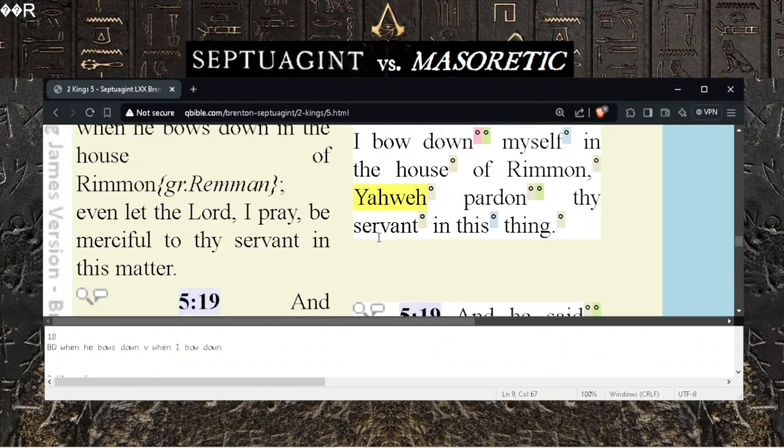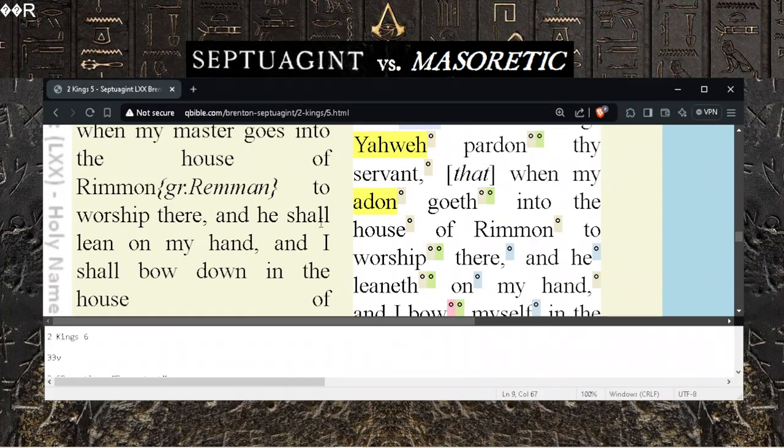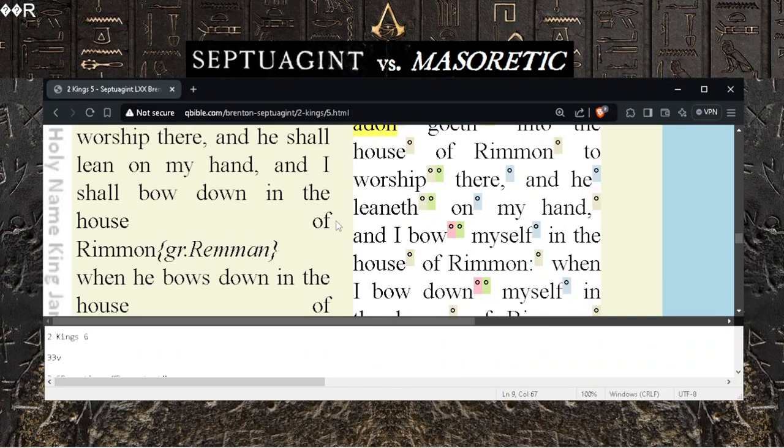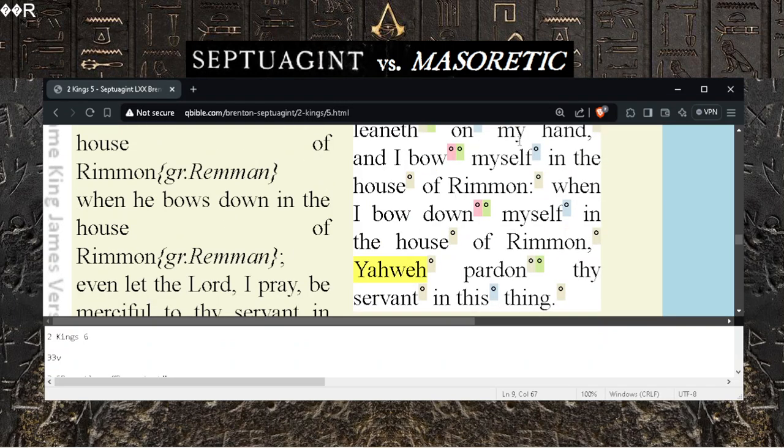So that's chapter 5. Okay, so I did read the full context. It is Naaman who is saying, I shall bow down in the house of Rimmon. In the Masoretic, he is saying, when my master, when he bows down. So he's talking about his master in the Septuagint. In the Masoretic, Naaman is saying, when I bow down myself in the house of Rimmon.